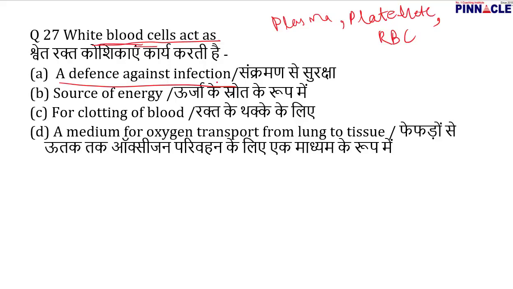So basically, what do white blood cells do? They engulf the foreign particles and the harmful microbes that enter into our body, and therefore they help us in fighting diseases. It also makes the immune system of our body, and therefore they act as a defense against infection. So always remember that white blood cells act as a defense against infection. So for question number 27, A is the correct option.